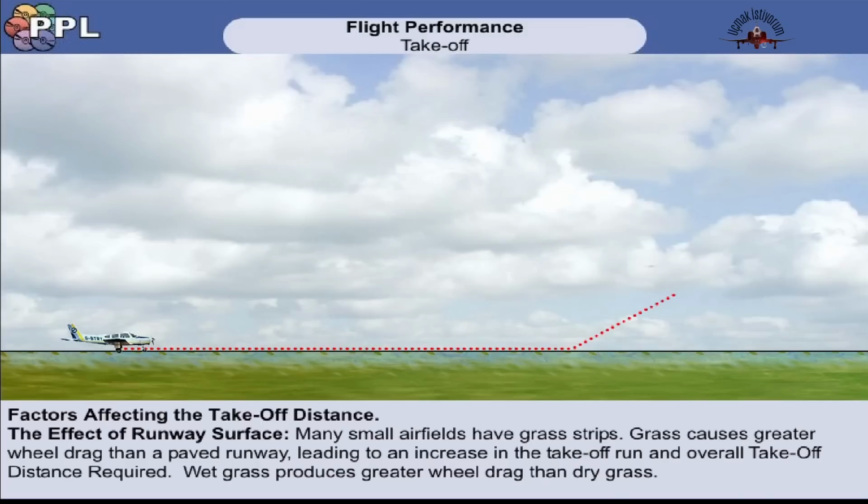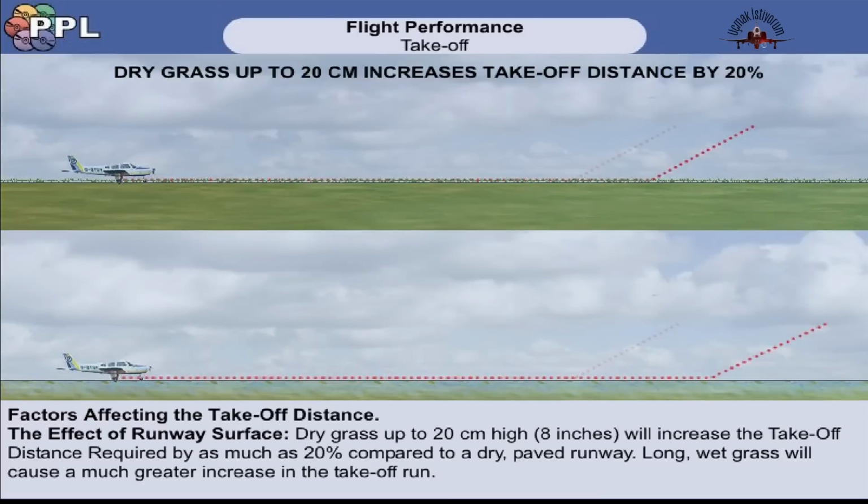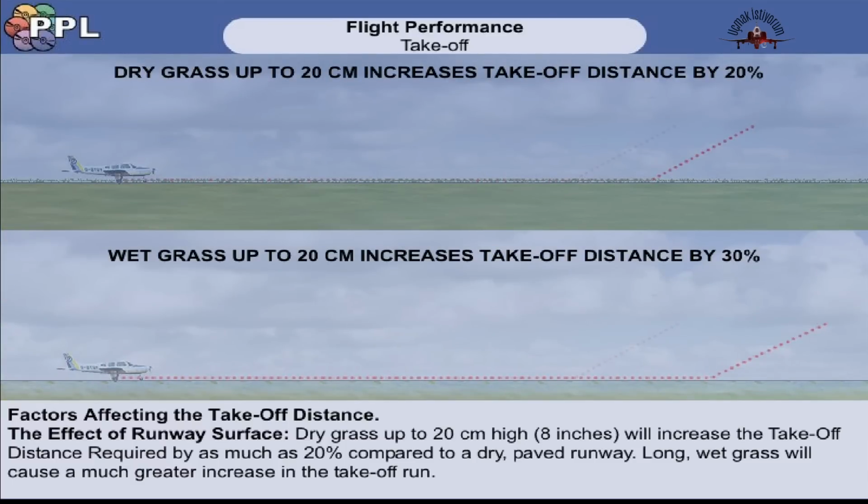A wet runway, whether grass or paved, will have a similar effect and increase the drag on the wheels, and hence increase the takeoff distance. There are approximate calculations to help you calculate the effect. Dry grass up to 20 centimetres will increase the takeoff distance by 20% or a factor of 1.2. However, wet grass will have an even greater effect, and it will increase the takeoff distance by 30% or by a factor of 1.3.